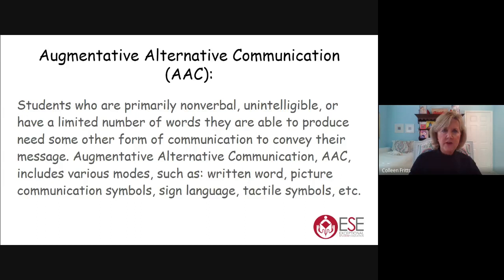AAC can take on various modes. If the student is literate, they can use the written word, type it out, write it out, and show people their message. Children can use picture communication symbols. They might be using sign language. If they have vision issues, they might be using tactile symbols. So there's a number of modes that may be employed. Also, just remember we can use our gestures or our facial expressions to let people know how we feel about something.